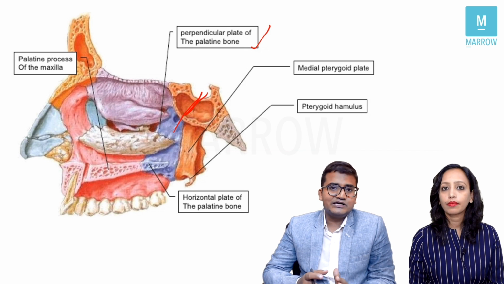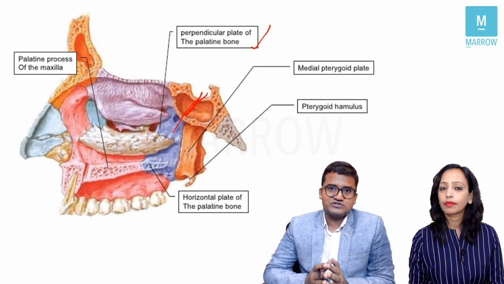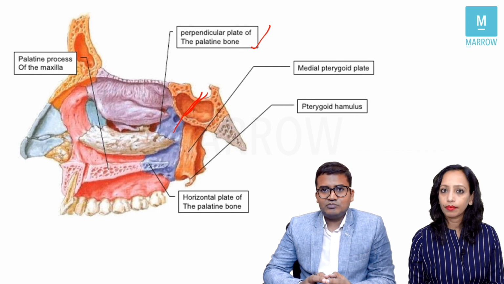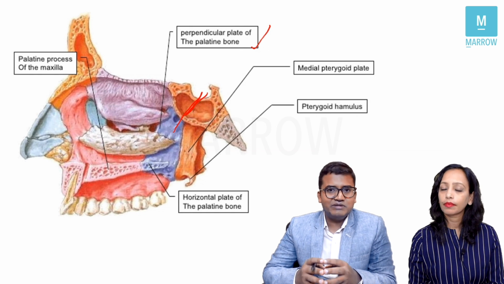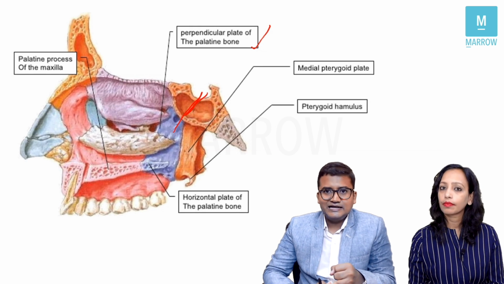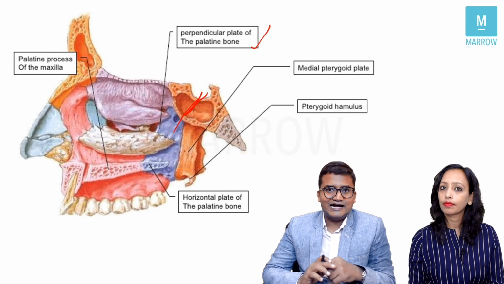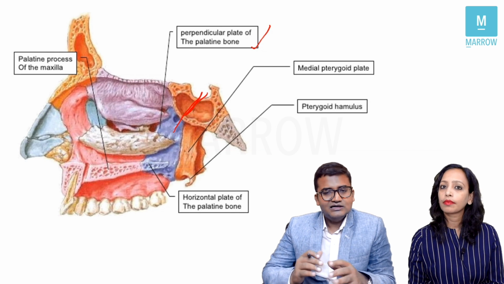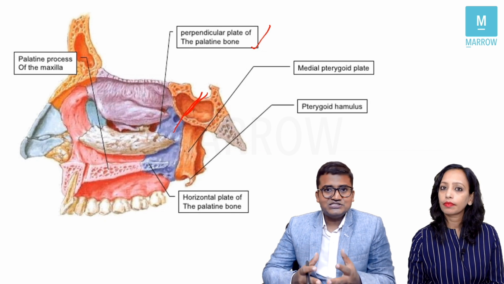Next important thing, you have to know the contents of this fossa. What are the contents of the pterygopalatine fossa? Please remember the three main things. Number one, maxillary artery. Number two, maxillary nerve. And number three, pterygopalatine ganglion or sphenopalatine ganglion. Is that clear?